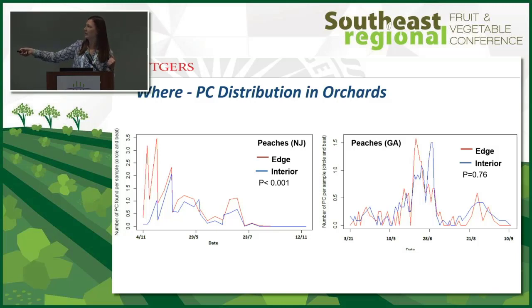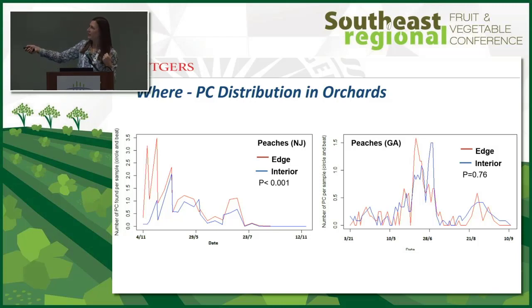The blue is the interior of the orchard. And in New Jersey, what you can see here is a really strong peak in the edge of the orchard early in the season. Okay, that's what we would expect. This is an edge-driven species. They're coming in from overwintering sites outside of the orchard, immigrating in, and then they move around.